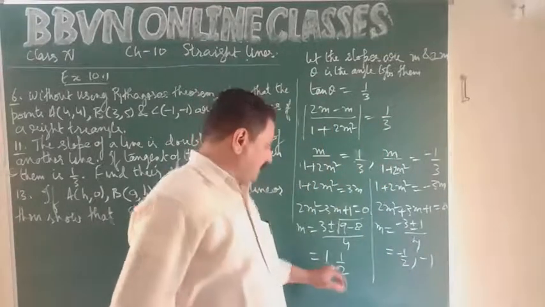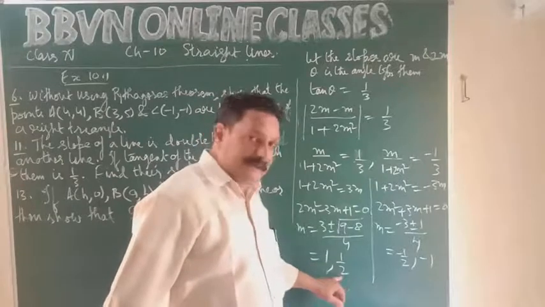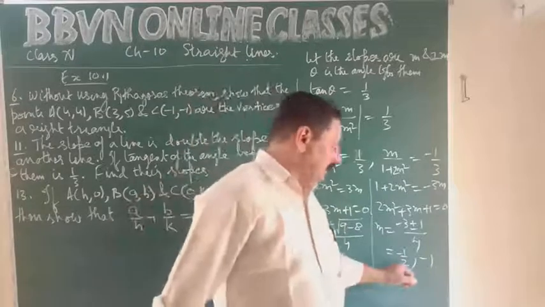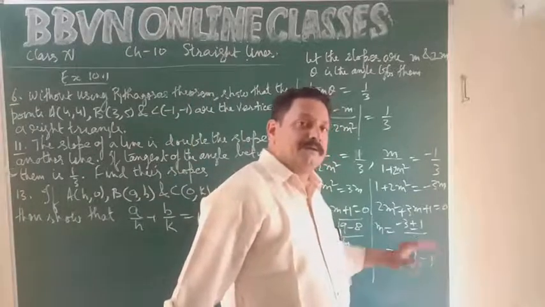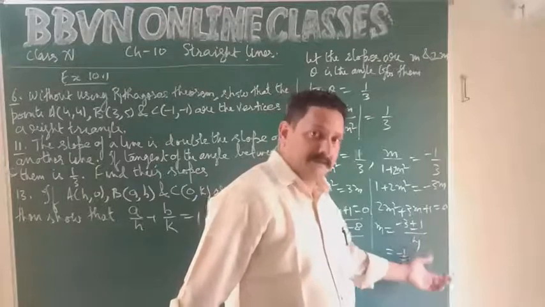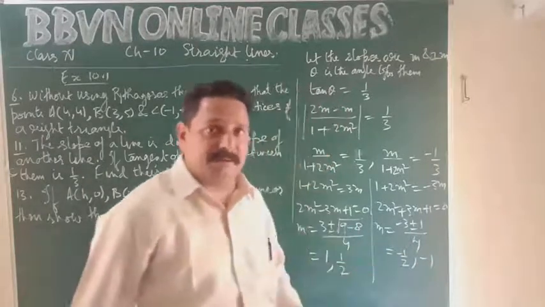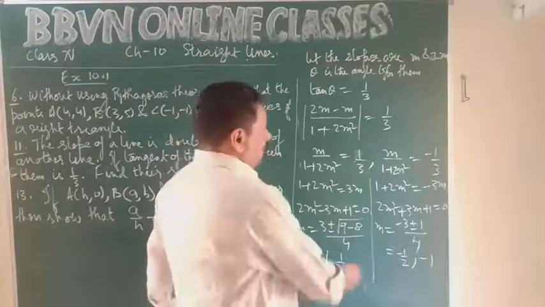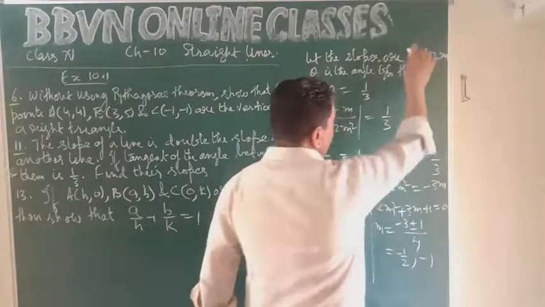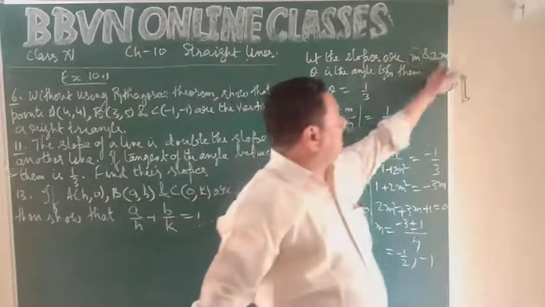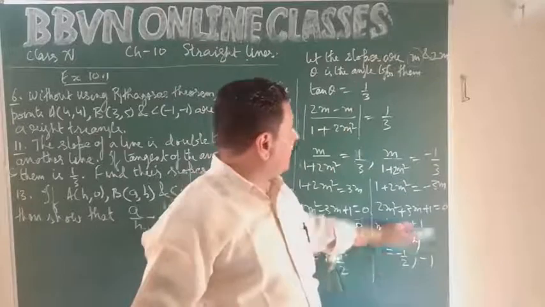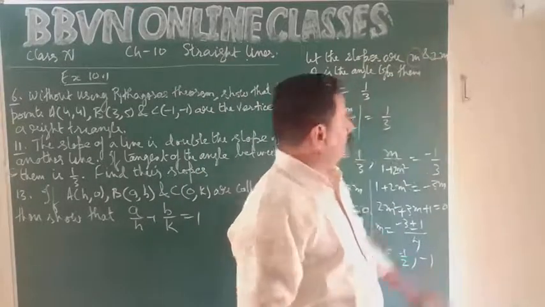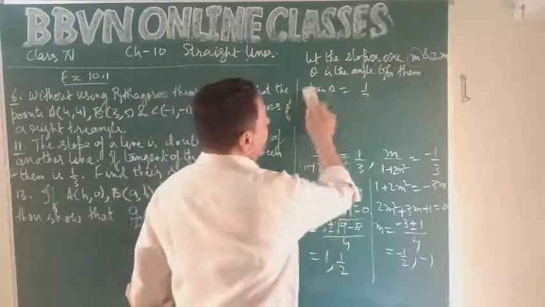Understood? Now if the slope of one of the lines is 1 by 2, the slope of the other line will be 1. If the slope of one of the lines is taken as minus 1 by 2, the slope of the other line will be minus 1. Double? Just double, right? I hope you got it. Understood, children? So if I consider slope of one of the lines m as 1 by 2, then 2m will become 1. If I consider m as minus 1 by 2, 2m will become minus 1. So this is the reason for getting dual answers.